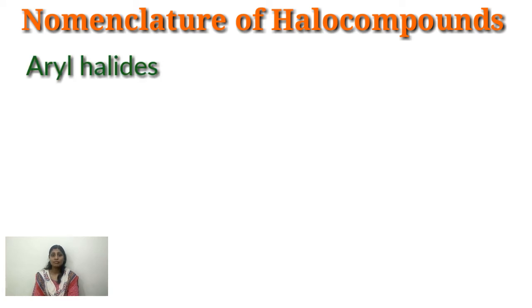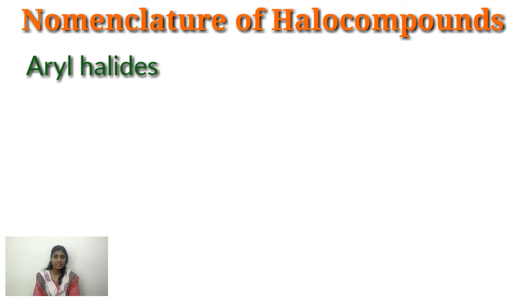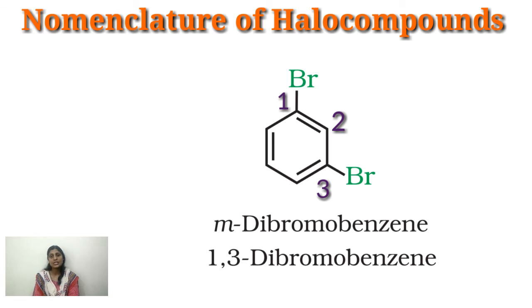The IUPAC naming of aryl halides. The common and IUPAC names of aryl halides are haloarenes itself. For monosubstituted benzene, that is bromobenzene, the IUPAC and common name is bromobenzene. For disubstituted benzene, that is dibromobenzene, we have to consider the positions of the carbon atoms to which the bromine is attached. In the above compound, 1 and 3 are the positions in which bromine is attached. So the IUPAC name is 1,3-dibromobenzene.